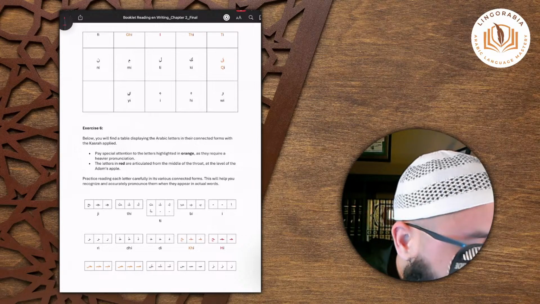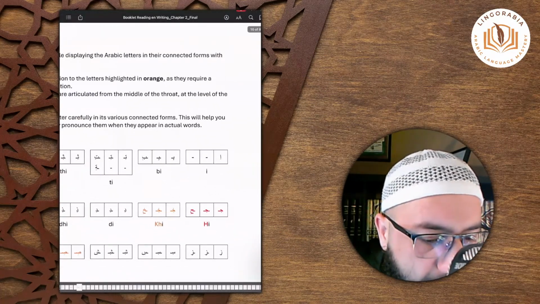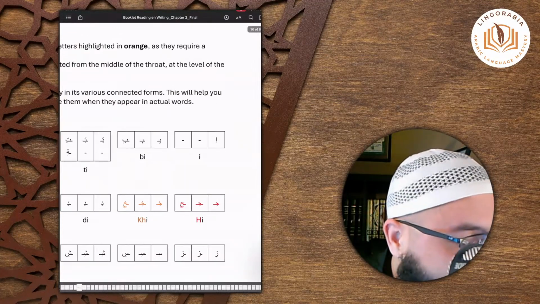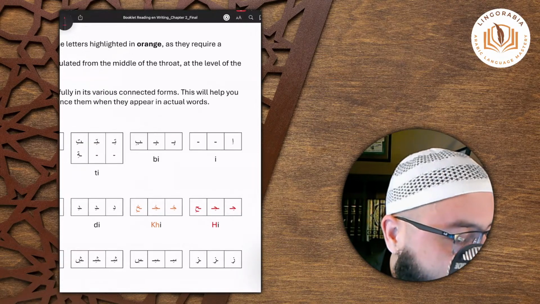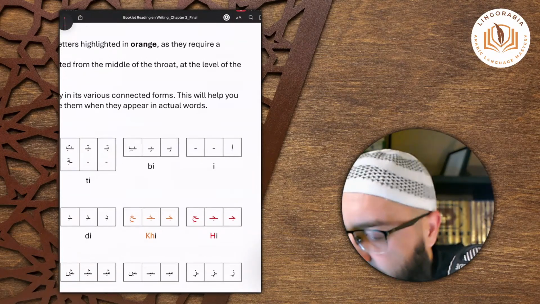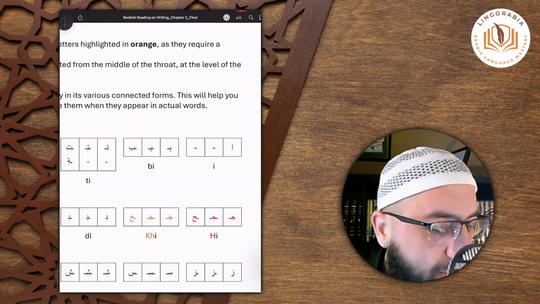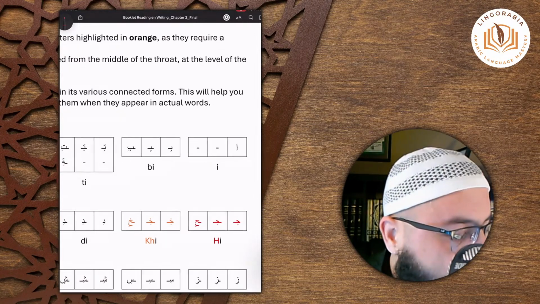Okay, guys, let's do the next exercise. The same thing I feel about Arabic. Yes, I understand. It may feel overwhelming, but inshallah ta'ala, you will get the hang of it. Yes?